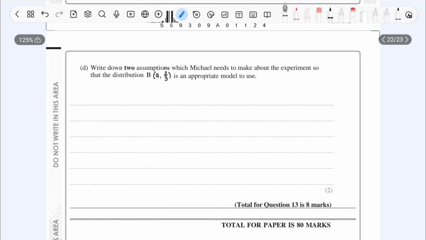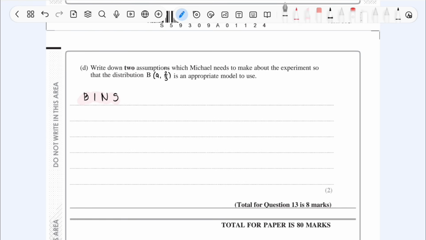Part D. Write down 2 assumptions which Michael needs to make about the experiment so that the distribution of the binomial model is an appropriate one to use. I'm going to quickly write BINS. It stands for binary, independent, number of fixed trials, and same probability. The idea is they are your 4 assumptions, and now you only need to choose 2 of these, so choose any 2 from these 4 letters. And the main thing that you need to do is you need to put it into context.